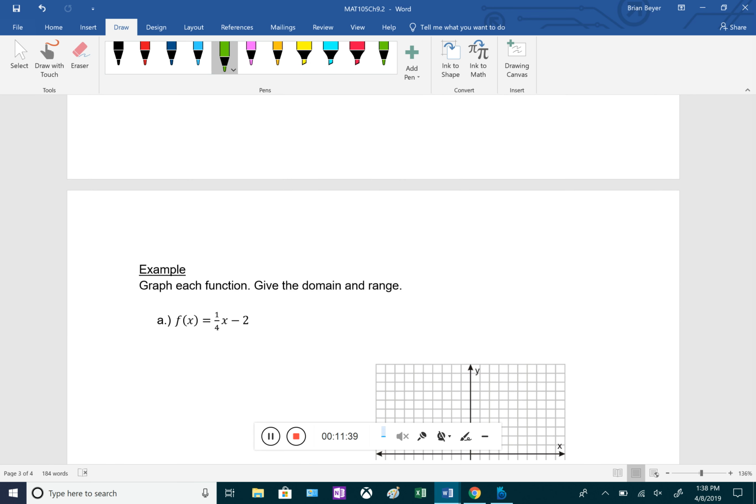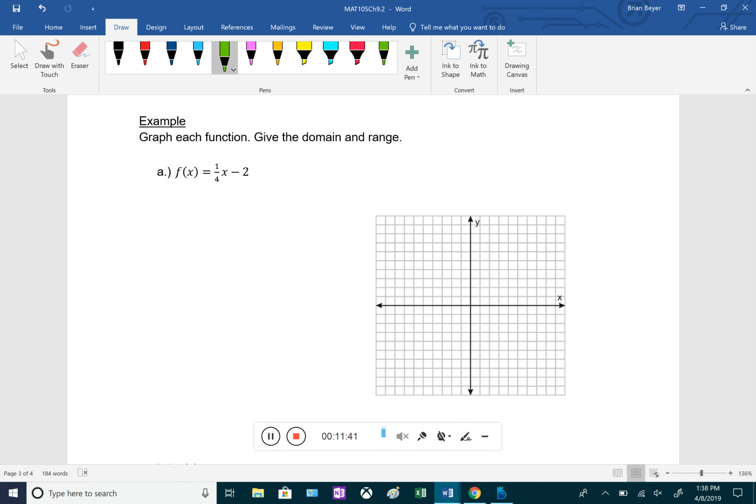Okay, so let's just do a couple more examples here of graphing. Once again, we've already done this. So we have f of x equals 1/4 x minus 2. So we have a y-intercept of negative 2, a slope of 1/4. So when we graph this, we go to the y-intercept. We go to the slope, up 1 to the right 4. Connect them. And that is our line.